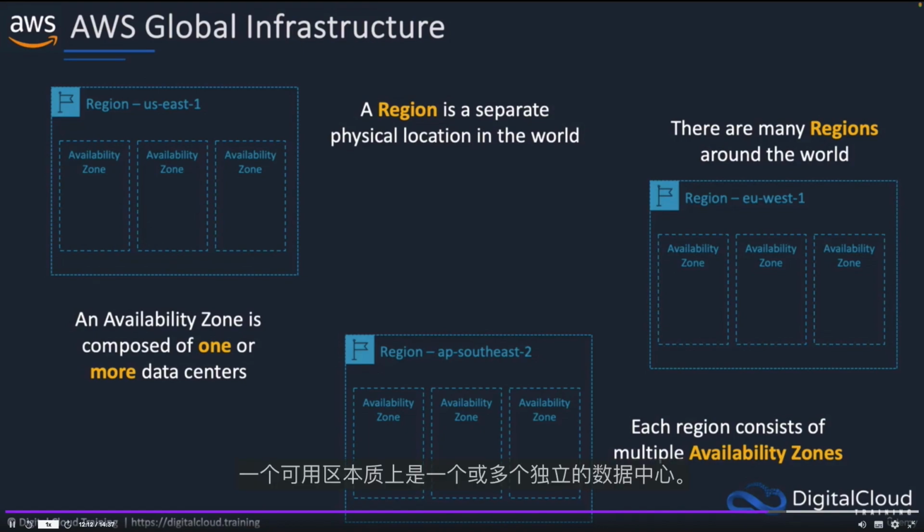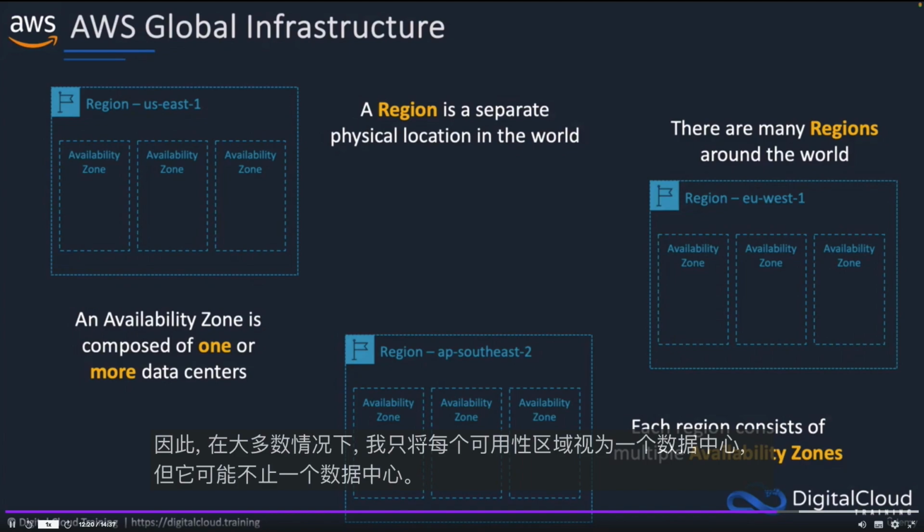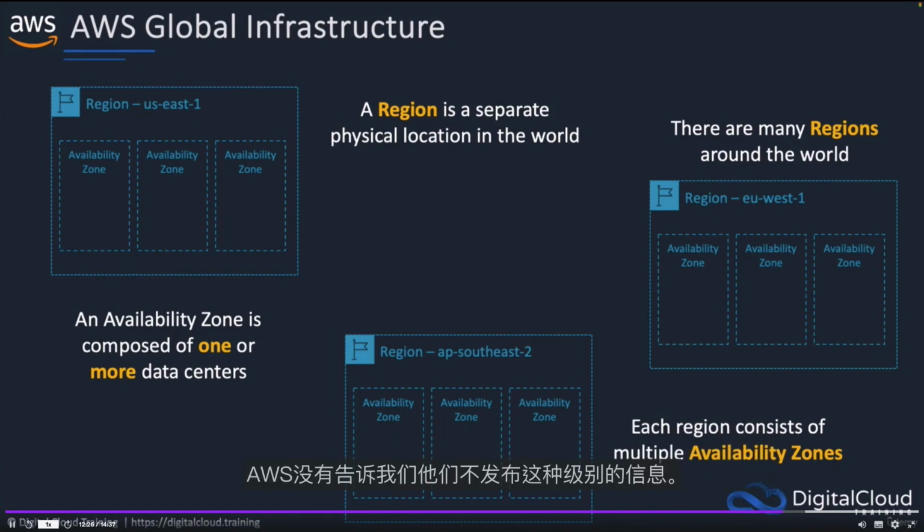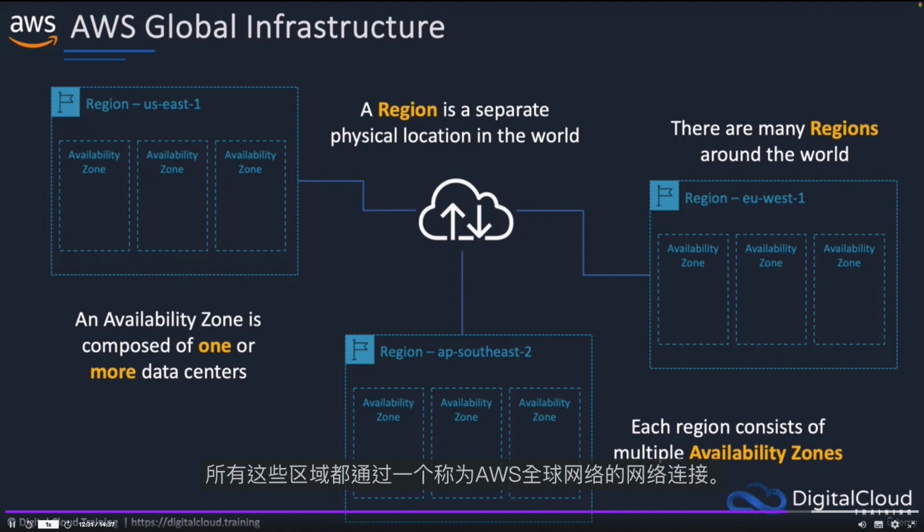An availability zone is essentially one or more separate data centers. Okay, so it's at least one separate data center. So for most purposes, I just consider each availability zone to be a data center, but it could be more than one data center. And AWS don't tell us that. They don't release that level of information. All of these regions are connected with a network known as the AWS Global Network. And that's a highly redundant network with very good bandwidth and low latency.